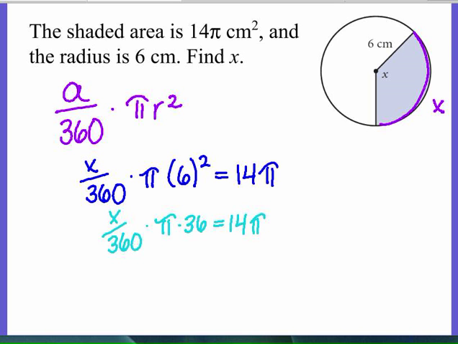Okay, so let's cancel some things out. 36 goes into 360 how many times? So really I have x times pi on the top divided by 10 on the bottom, and that equals 14 pi. What can you do with the pi terms? I can cancel them because there's one on each side. So now how would I solve that for x? Multiply by 10. So what does x have to equal? 140. So 140 degrees.